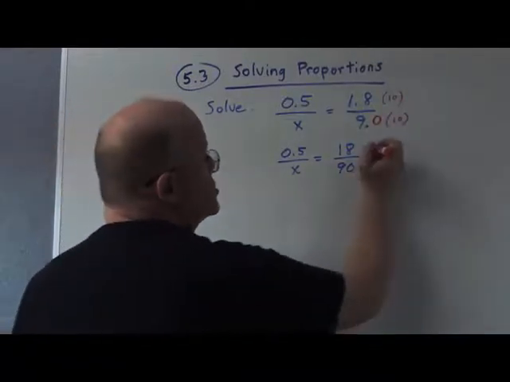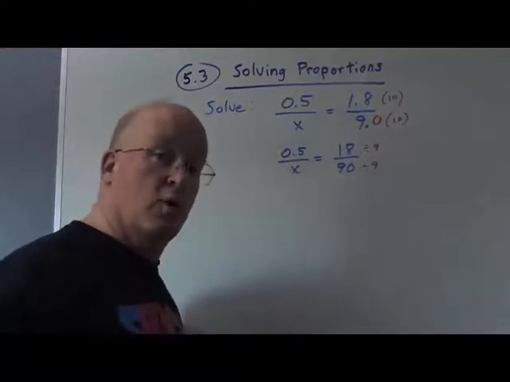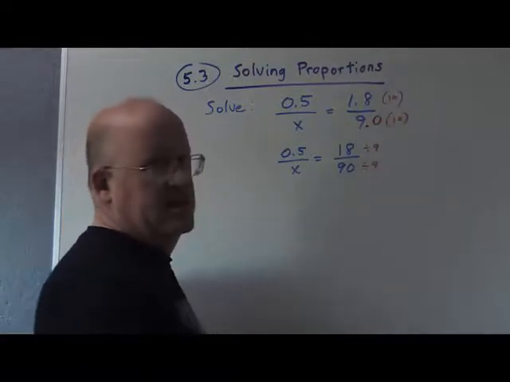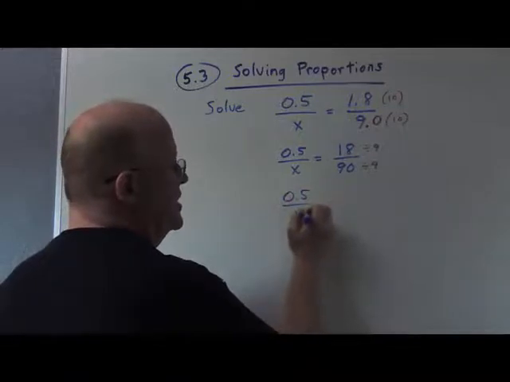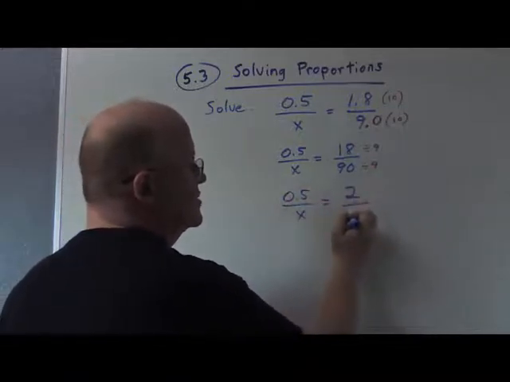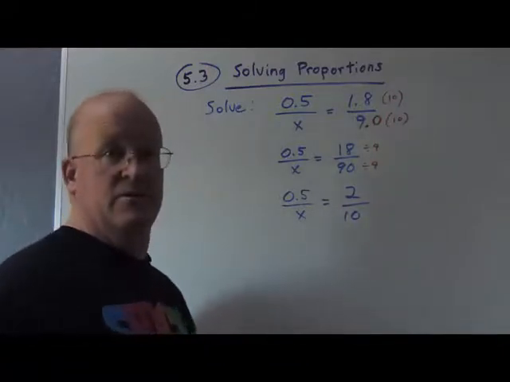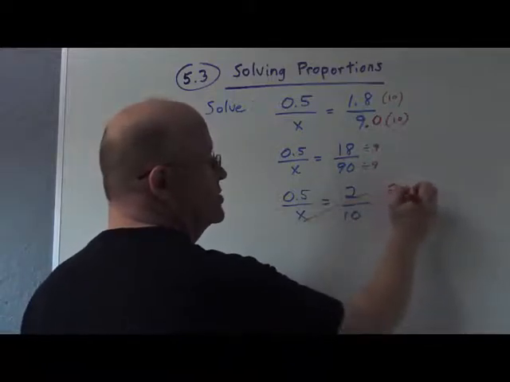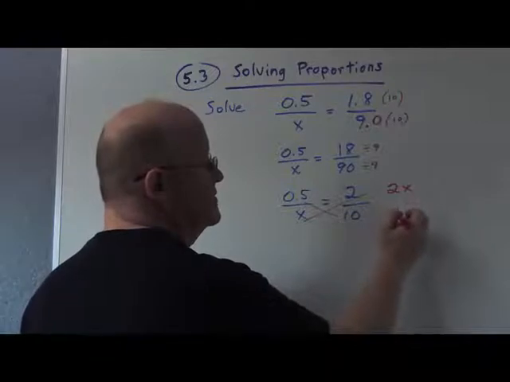And I'm going to actually divide each of these by 9. Maybe I'm making more work for myself than I want to, but I like to first just get rid of the decimals. Now let's simplify this. 0.5 over x is equal to 2 over 10, which reduces to 1/5, but I think I'm going to leave it here and do my cross multiplication, because one diagonal has a product of 2x, the other diagonal, 1/2 times 10, is equal to 5.